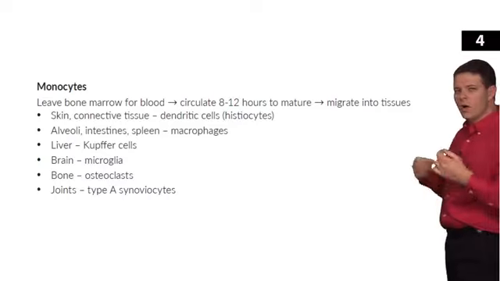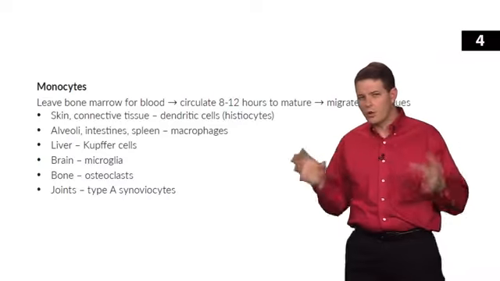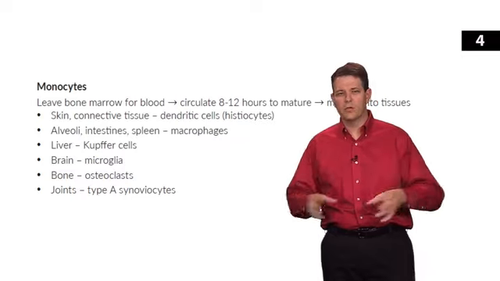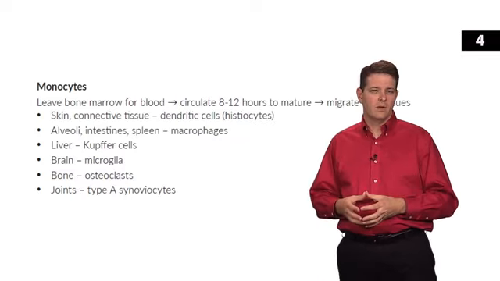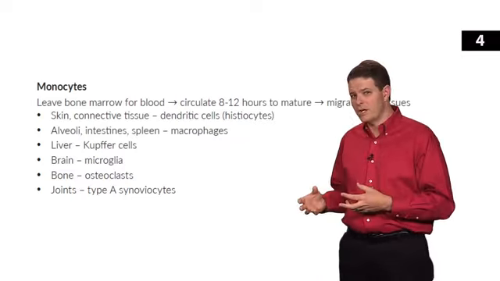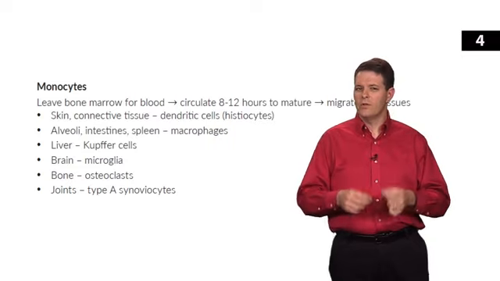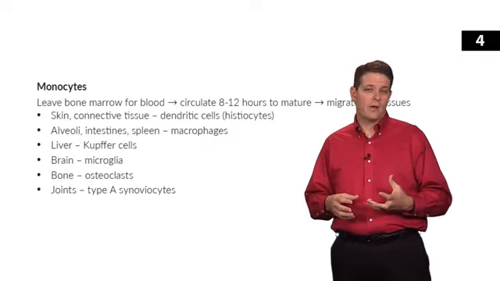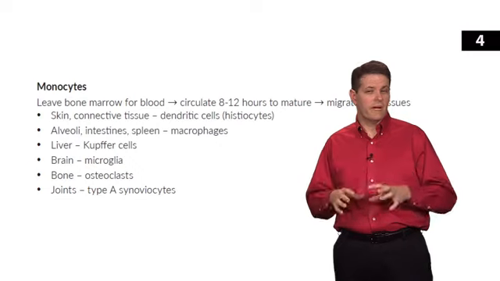Now, macrophages also act as sentinels, kind of patrolling the GI tract and the respiratory tract looking for pathogens and antigens. And macrophages can present antigen, but they don't travel to the lymph nodes to do it. When macrophages encounter pathogens, they stay put and fight.